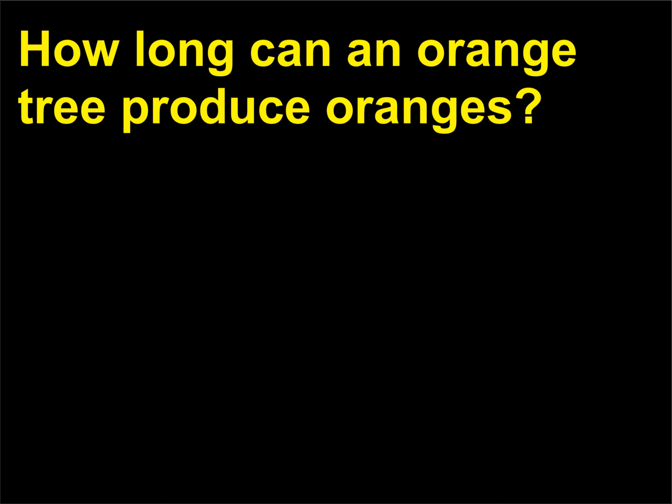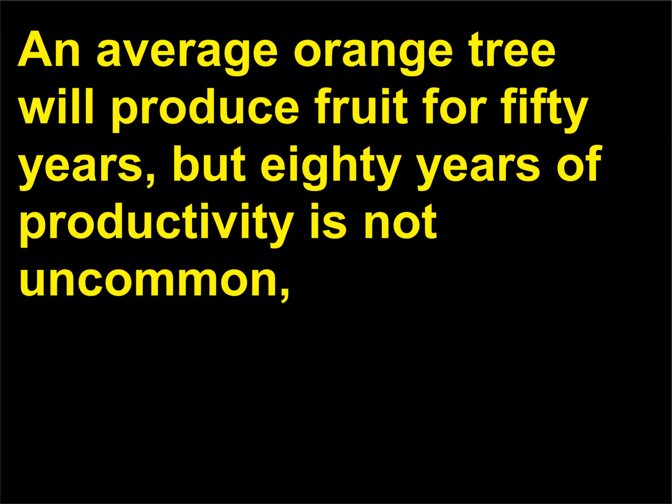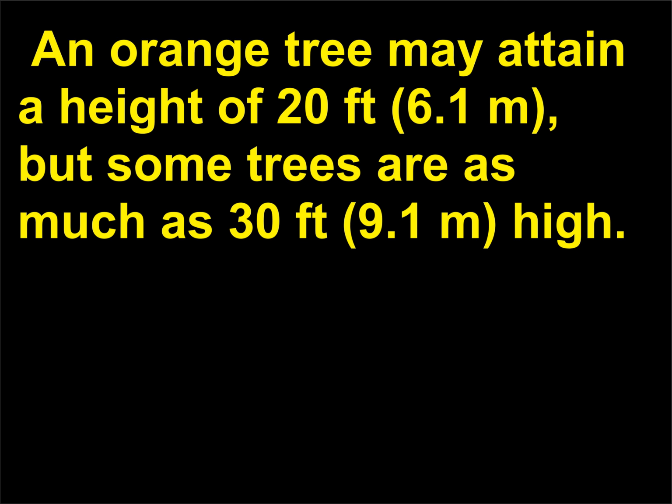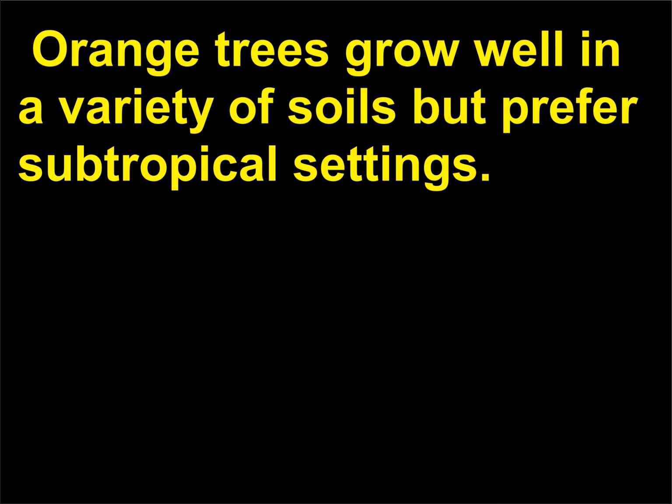How long can an orange tree produce oranges? An average orange tree will produce fruit for 50 years, but 80 years of productivity is not uncommon, and a few trees are known to be still producing fruit after more than a century. An orange tree may attain a height of 20 feet (6.1 meters), but some trees are as much as 30 feet (9.1 meters) high. Orange trees grow well in a variety of soils but prefer subtropical settings.